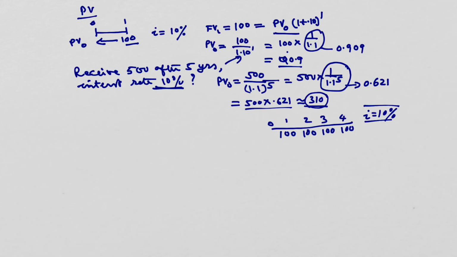Now, in case of future value, what is my question? My question is, how much will this 100 grow to at the end of the 4th year? How much will this 100 after 2 years grow to at the end of the 4th year? And similarly, in this case, what question I am asking is: what is the present value of 100 rupees today, which I am going to receive after 1 year? And similarly, what is the present value of this 100, this 100, and this 100?